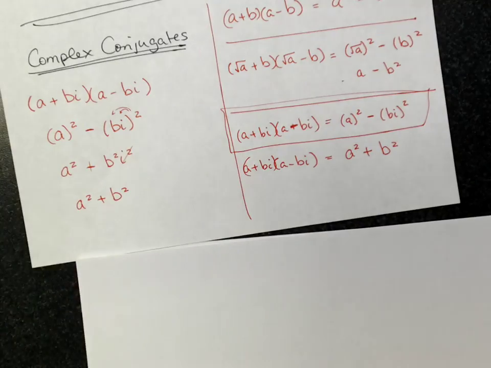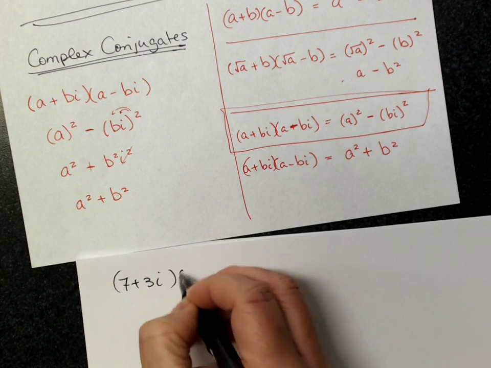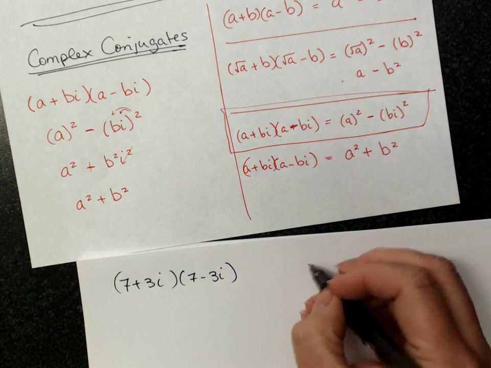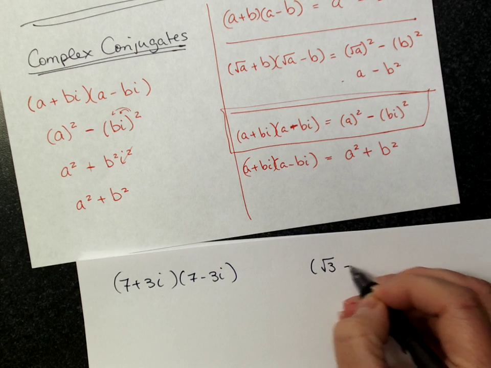So, complex conjugates, here's a couple of examples. Do 7 plus 3i times 7 minus 3i. And let's also do one with radicals. Square root of 3 minus 5i.